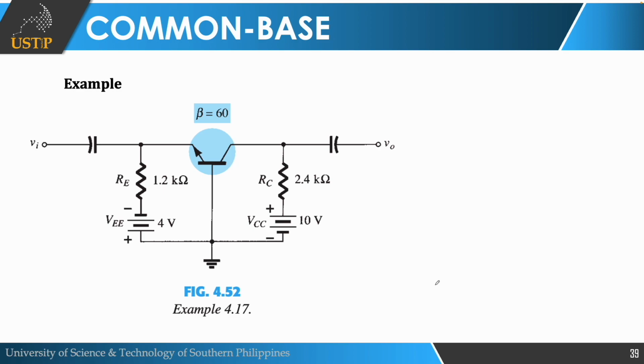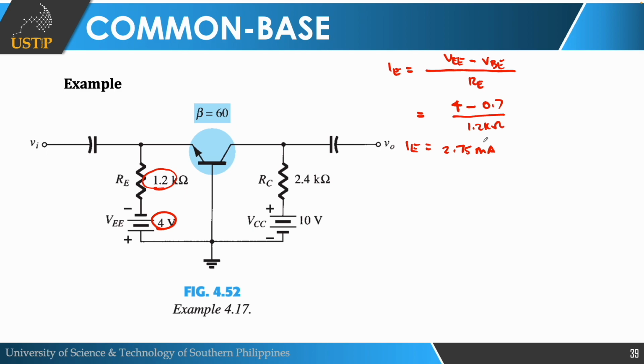We can start by solving our IE using the expression that we have solved earlier. We have VEE minus VBE all over RE. So we have 4, this is our VEE, minus 0.7 all over RE, which is 1.2 kilo ohms. So we have an IE equivalent to 2.75 milliamperes. Now from this value, we can get IB, because we know that the relationship is given by IE all over beta plus 1. So we have 2.75 milliamperes all over 60 plus 1. That is 45.08 microamperes.